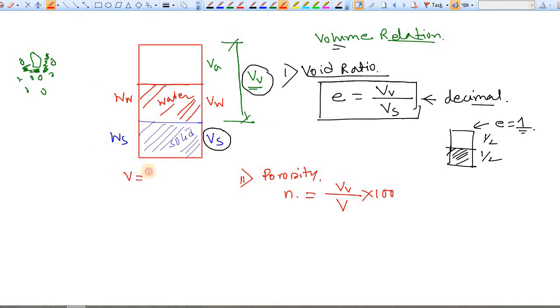Total volume is volume of void plus volume of solid. So this is the total volume from this point to this point. This is total volume V. And porosity is always expressed in percentage. That's why I have multiplied by 100 here. Okay, so this is porosity.